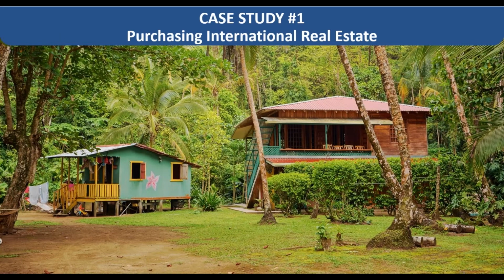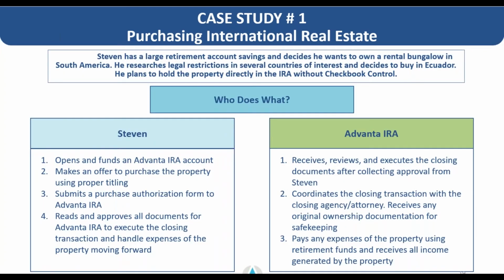So with case study 1, purchasing international real estate. In this case study, we're just going to purchase real estate directly in the name of this individual's retirement account. I've got Stephen, who has a large retirement account savings and decides he wants to own a rental bungalow in South America. He researches legal restrictions in several countries of interest and decides to buy in Ecuador.